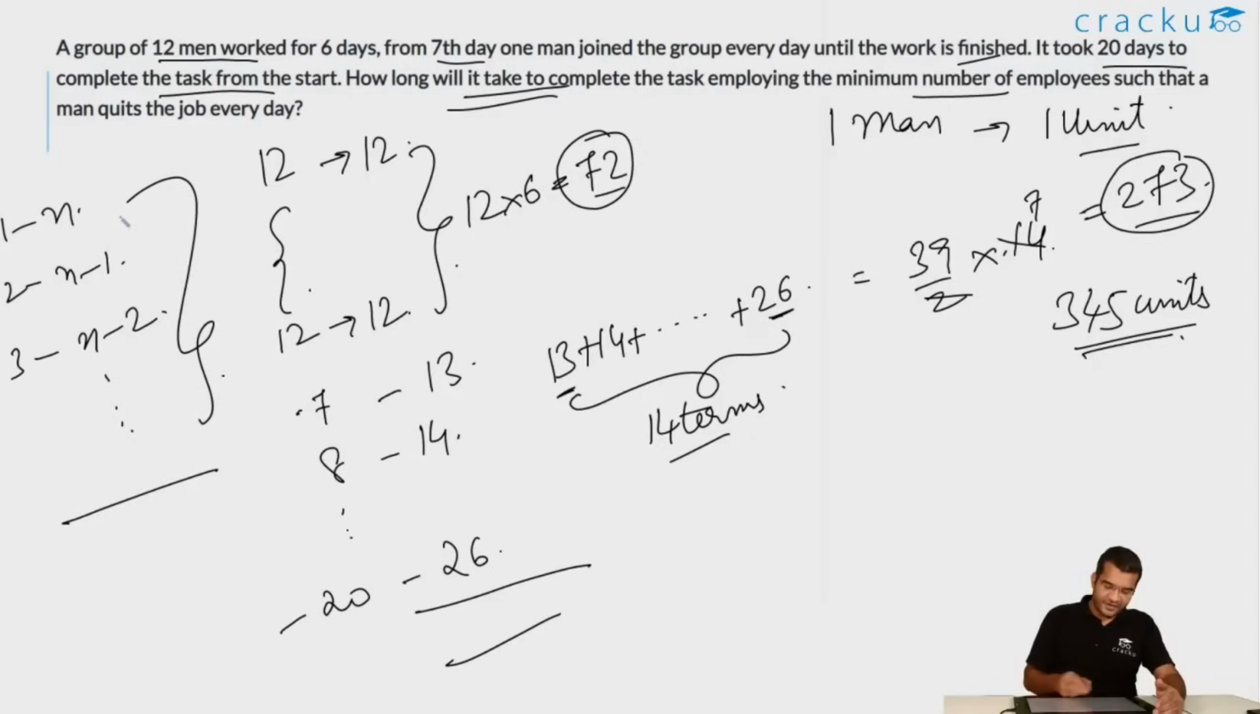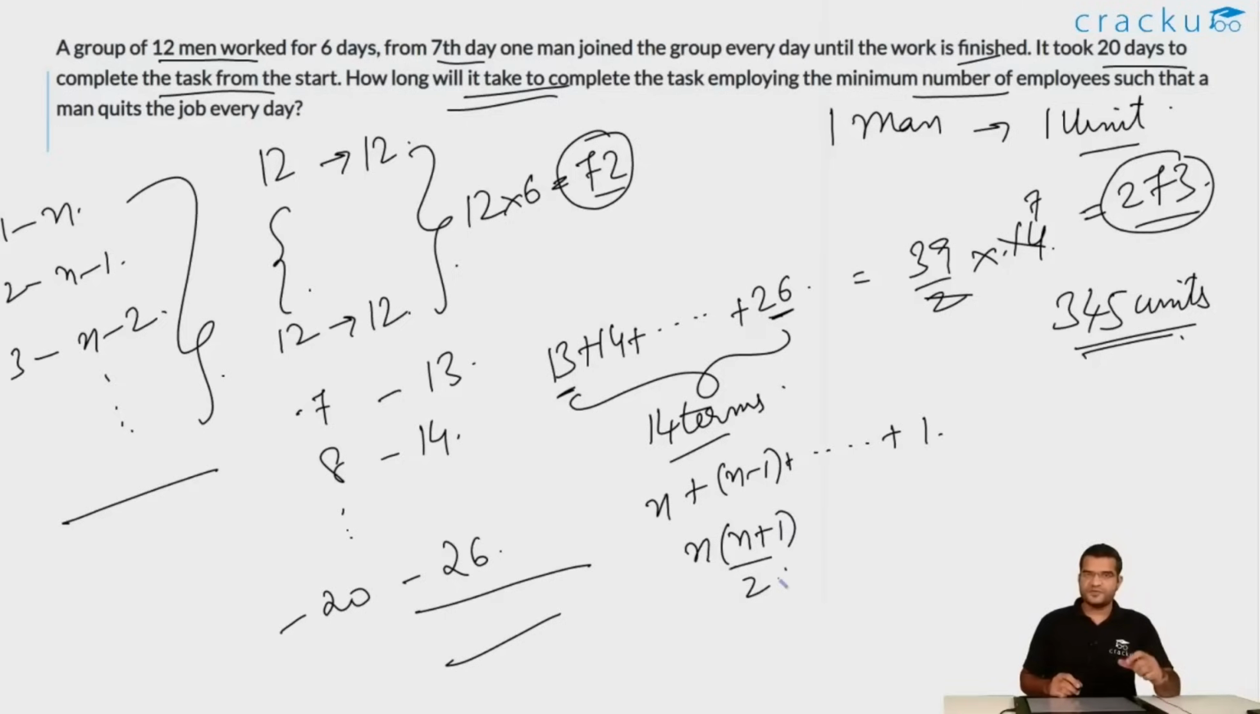So if you are adding all the numbers from n to 1, that is n plus n minus 1 plus dot dot dot till 1, this sum will be equal to n into n plus 1 divided by 2. So you want to find out the smallest n such that n into n plus 1 by 2 is greater than or equal to 345. Or you want to find out the smallest n such that n into n plus 1 is greater than or equal to 690. That will be the smallest possible number of employees that we need to hire at the start.